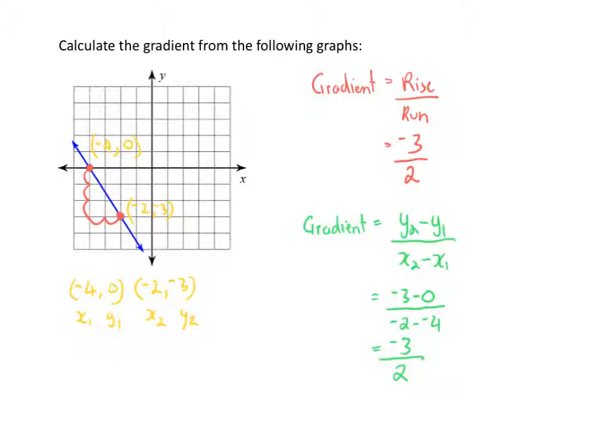So you see that there is no difference in which formula I use. I will get the same result, which is the gradient of the line. Now you also note that this line is sloping downwards, which means my gradient will be negative. And we can see that both of our gradients have been worked out as negative. So that is an example of how we calculate the gradient of a linear line from a graph.